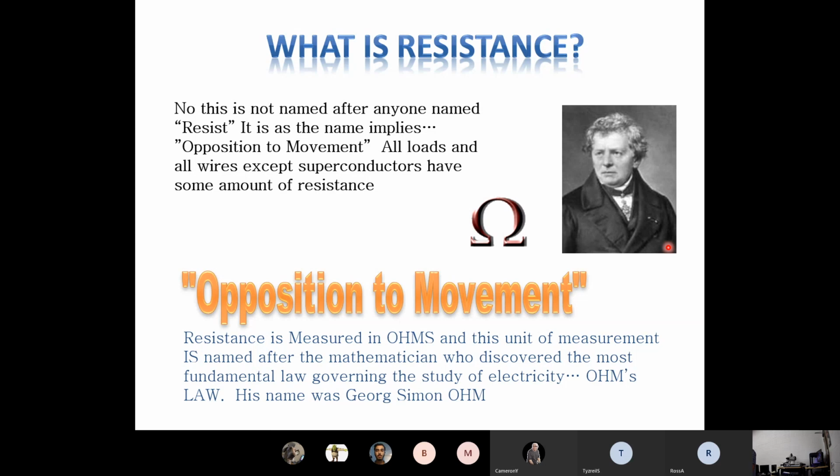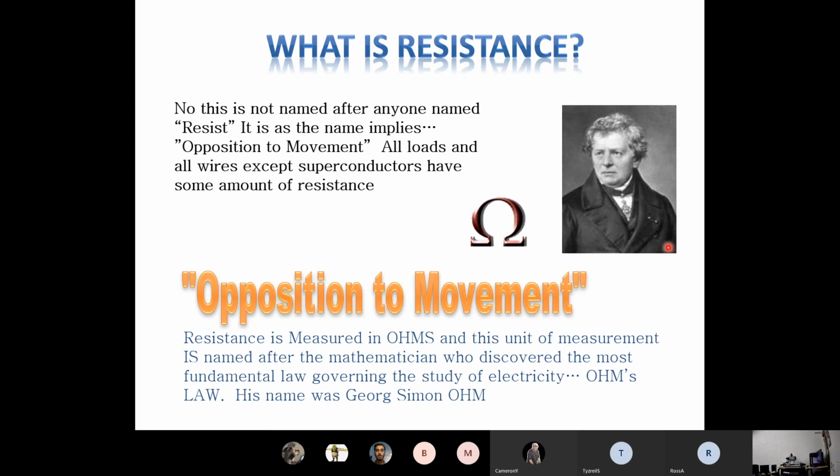So basically, resistance is the opposition to the movement of the electron, or what's resisting the movement. And George Simon Ohm is the discoverer of Ohm's law, and that's why we measure resistance in ohms. George Simon Ohm.